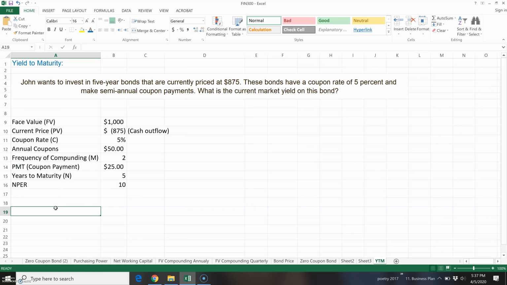First, as we have seen, the bond pays the coupon interest semi-annually. So we have converted the data into semi-annual periods. That is, the number of compounding periods is 10, that is 5 years multiplied by 2 periods per year, that is 10 periods.